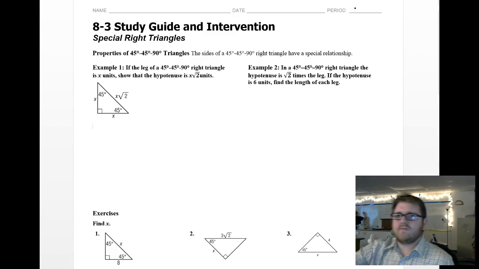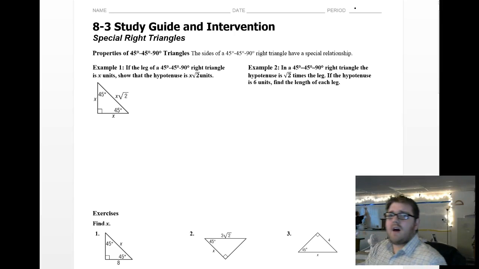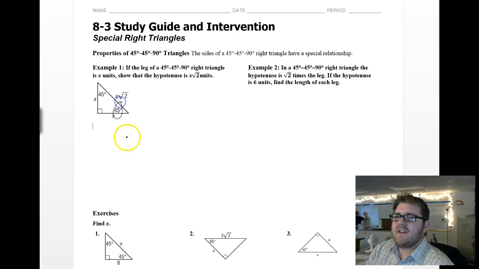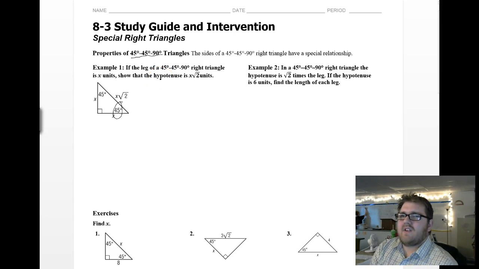All right, so basically, if you have a right triangle, and you know that one of the angles is 45 degrees, that means the other angle automatically has to be 45 degrees. So we have this special type of triangle we call a 45, 45, 90, because it's got those three angles: 45 degrees, 45 degrees, and 90 degrees.